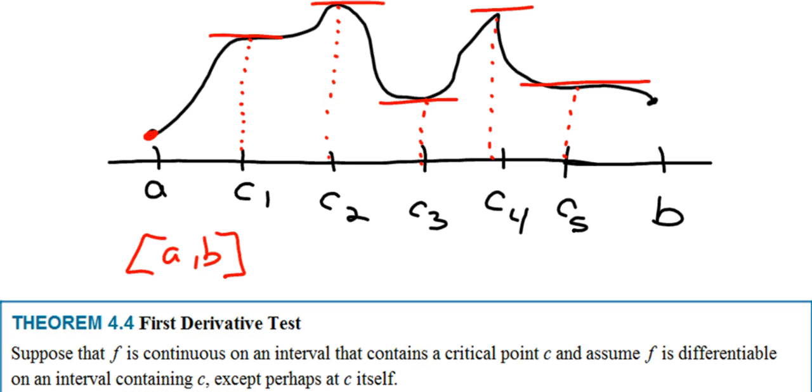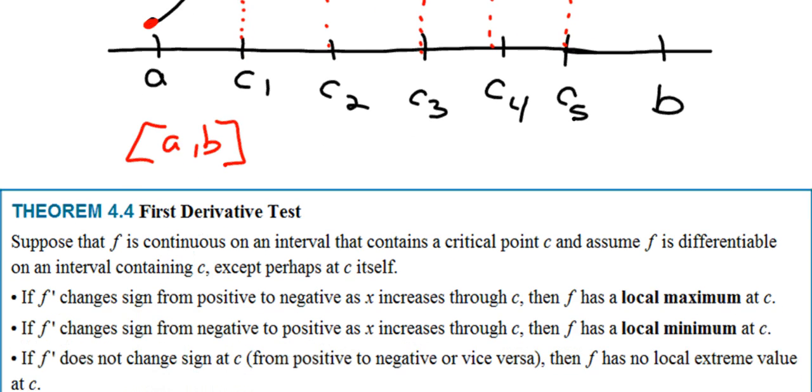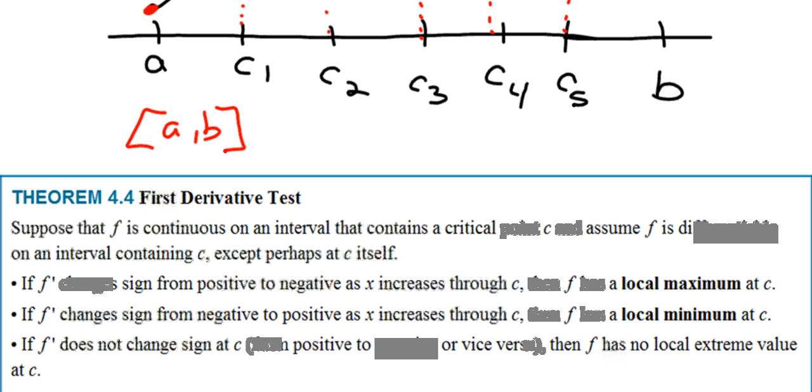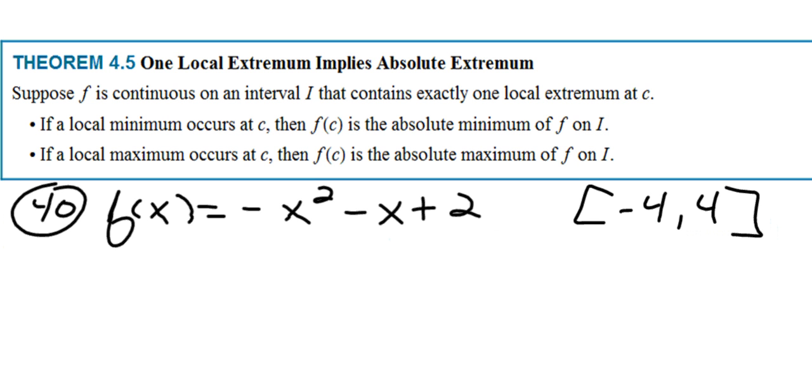So then I want to go ahead and I'm going to do something called the first derivative test. It says here that the first derivative test is for a continuous function on an interval that contains some critical point C, and we're assuming it's differentiable. If the derivative has a sign change from positive to negative, we have a max at C, and if it's from negative to positive, we are a local min. And if it doesn't change at all, we have no local extreme value at that point, so we saw from the picture.